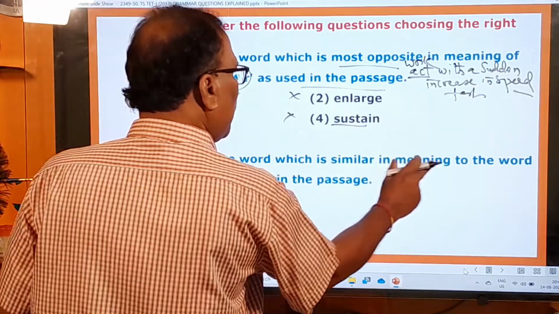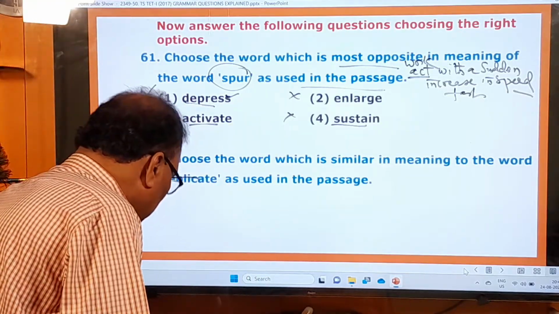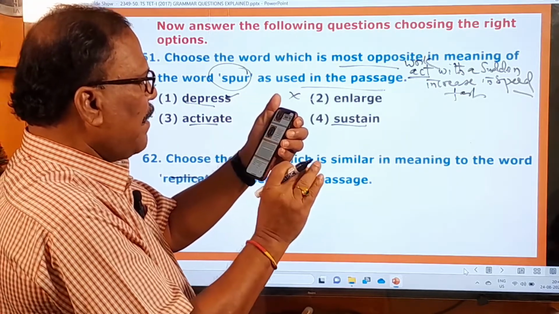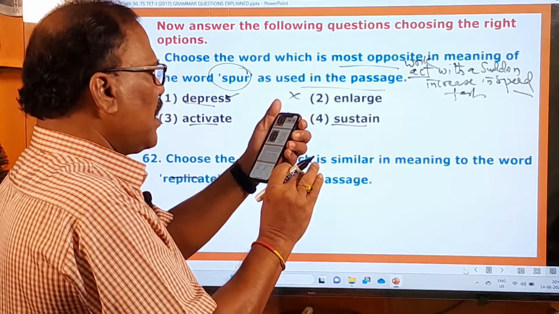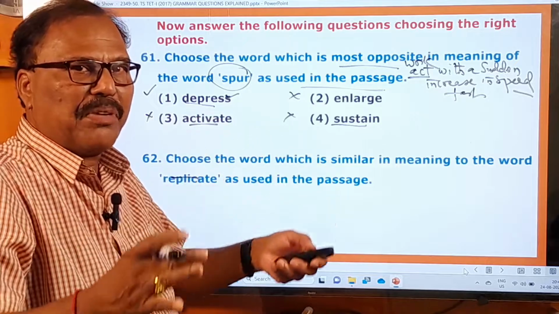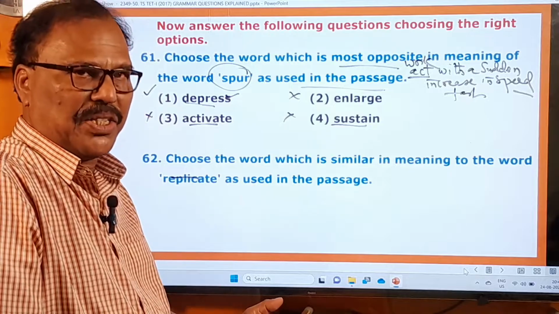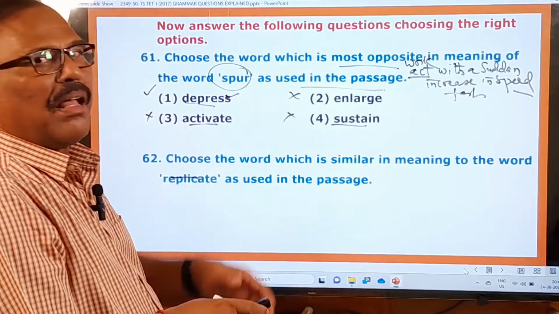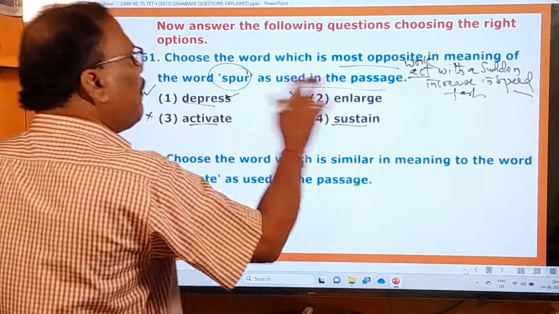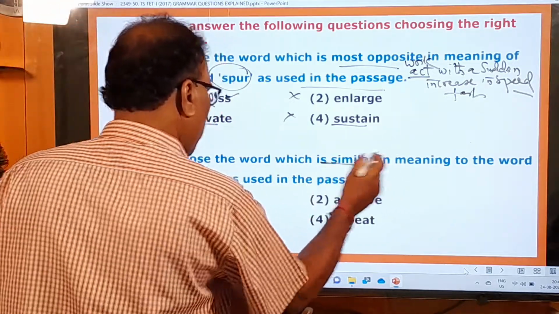Choose the word which is similar in meaning to the word replicate as used in the passage. In the passage it is used: the assumption that the pre-boards will replicate this at the boards is faulty. So whatever performance they exhibit in the pre-board exams, the pre-final examinations, the same thing they replicate in the final board examinations. Replicate means repeat. That itself we can understand. So let us see the similar in meaning.